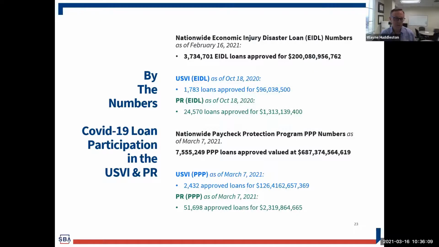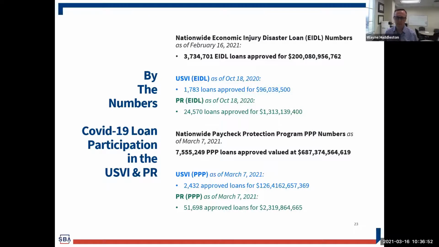But in the Virgin Islands, up to that point, we've had 1,783 loans approved for a little over $96 million. That's here in the Virgin Islands. In Puerto Rico, we also serve that area as well. It's larger, almost 25,000 economic injury disaster loans approved for a little over $1.3 billion. That is a significant amount of funds injected into the economy to help during COVID-19. Nationwide, those numbers were pretty big, over $200 billion across the country, and over 3.7 million economic injury disaster loans all across the country.